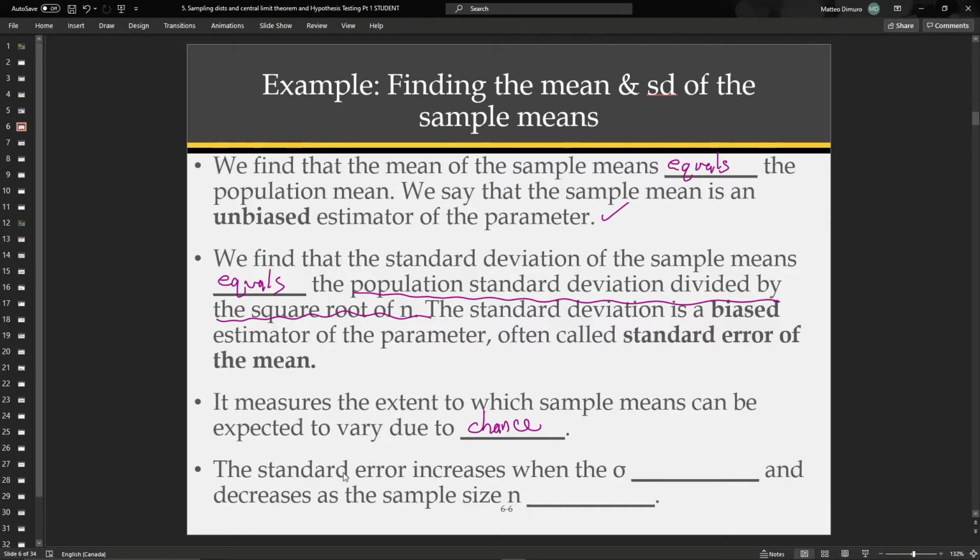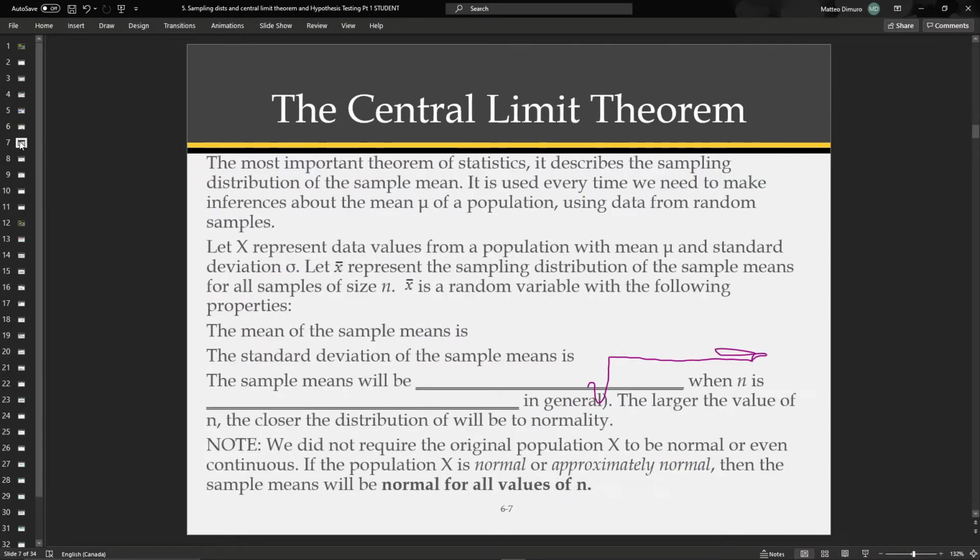And the standard error increases when the standard deviation increases. So bigger standard deviation means you have a bigger standard error, and it decreases as the sample size n increases. That makes sense, right? I mean, we already knew that. If you get a bigger sample size, you'll likely have a smaller standard error. This is a big concept.